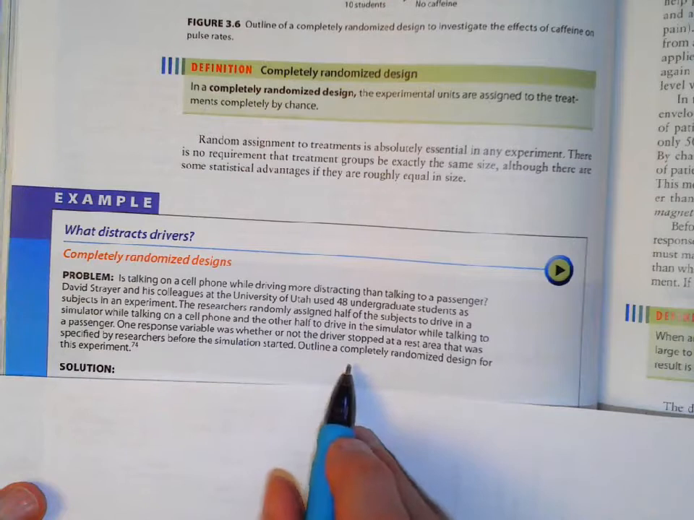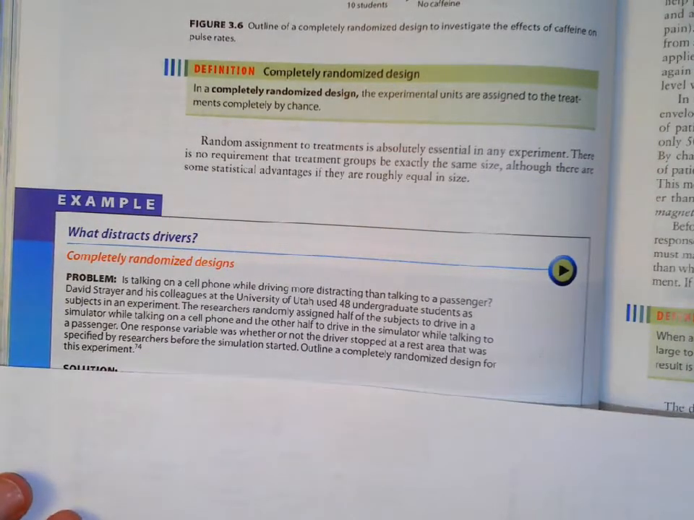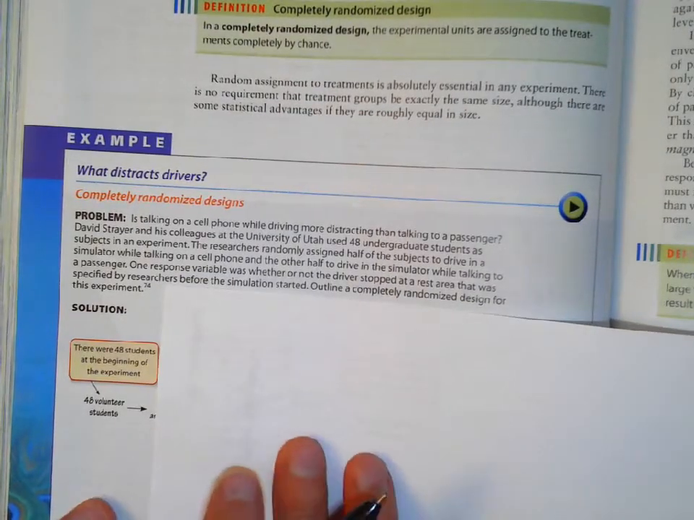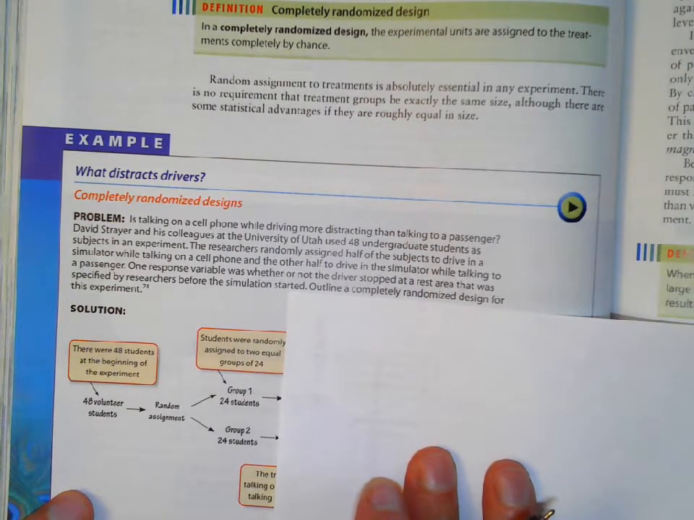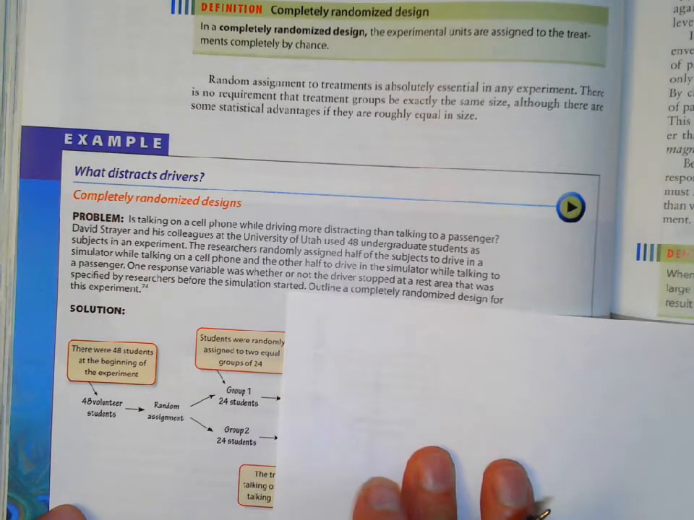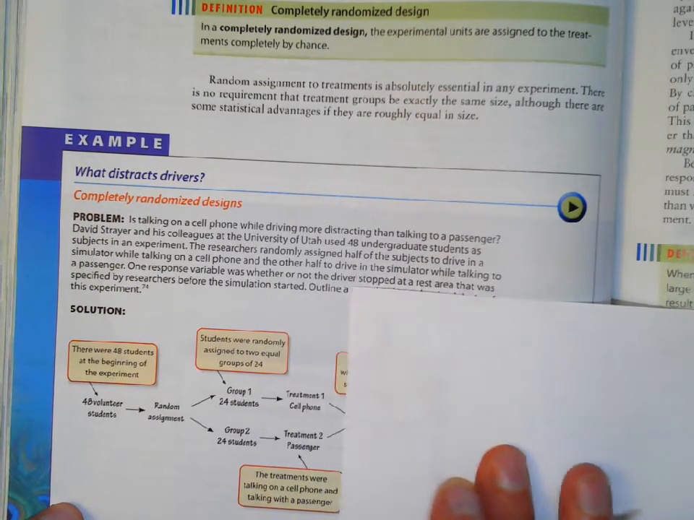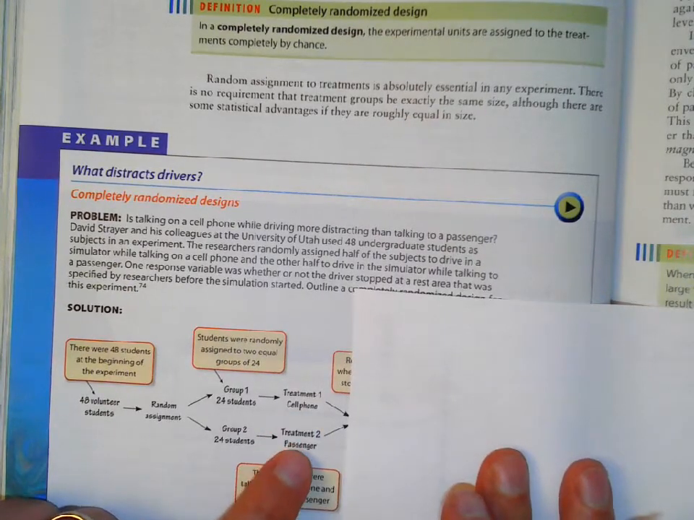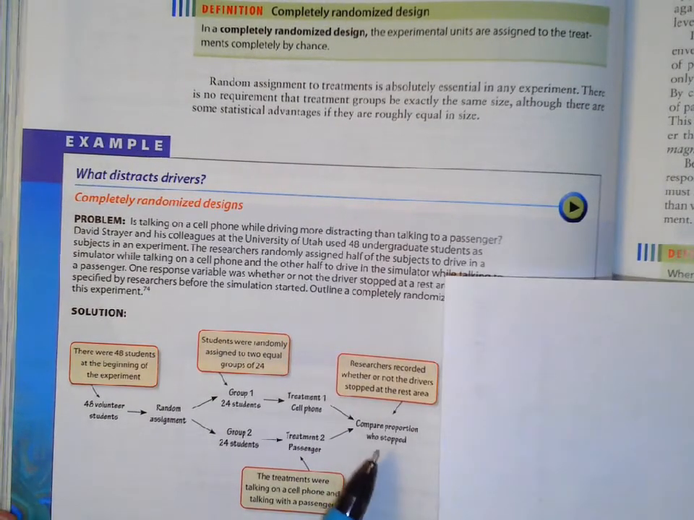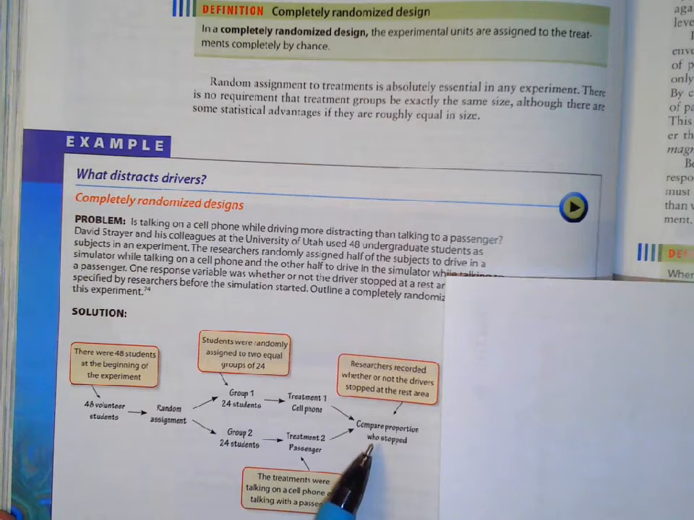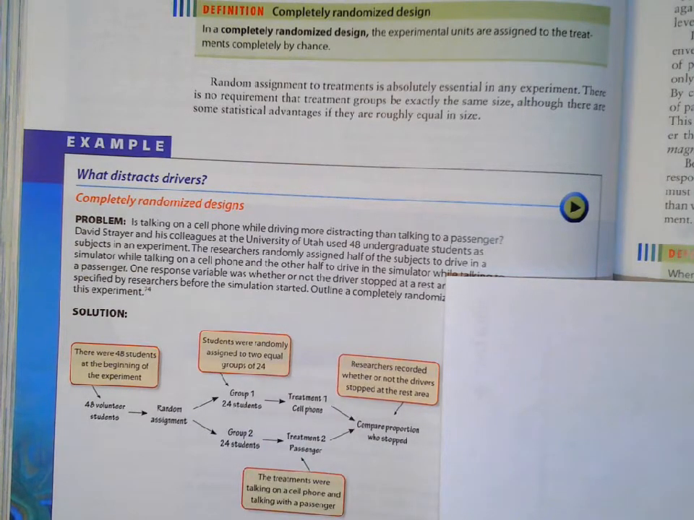Okay, we're going to outline a completely randomized design. So we're going to think, what do we start with? We're starting with the 48 volunteers. What do we have to do with them? We have to randomly assign them to two groups. So we have 24 students in one group, and 24 students in the other group. What's happening to those groups? One is going to be talking on the cell phone, and one is going to be talking to a passenger. And then at the end, we're going to measure the proportion of people who stopped at the rest stop. Okay, so that's your randomized design, just mapping out what's happening. That's objective number 1.